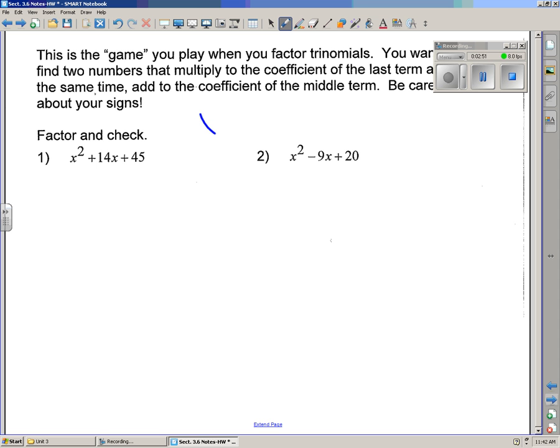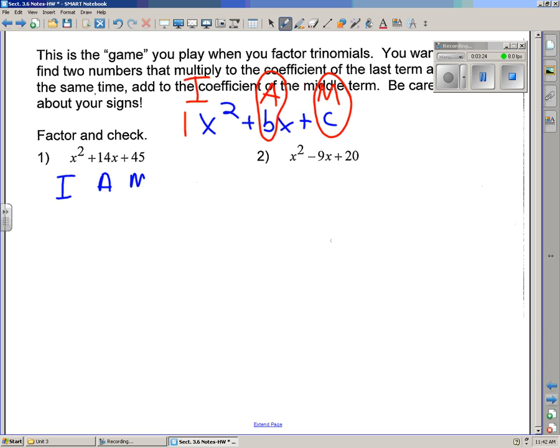So again, your setup looks like this: x squared plus bx plus c. And if we call these things I AM, that's the I, that's the A, that's the M. The I stands for the Roman numeral 1. These are all 1 x squareds. The A stands for adding. You're going to add to whatever number is attached to that middle term, and the M stands for multiply. You're going to multiply to whatever number is the last term. So here's how you're going to do this. Most likely you're going to start by writing I AM either on top or underneath your problem.